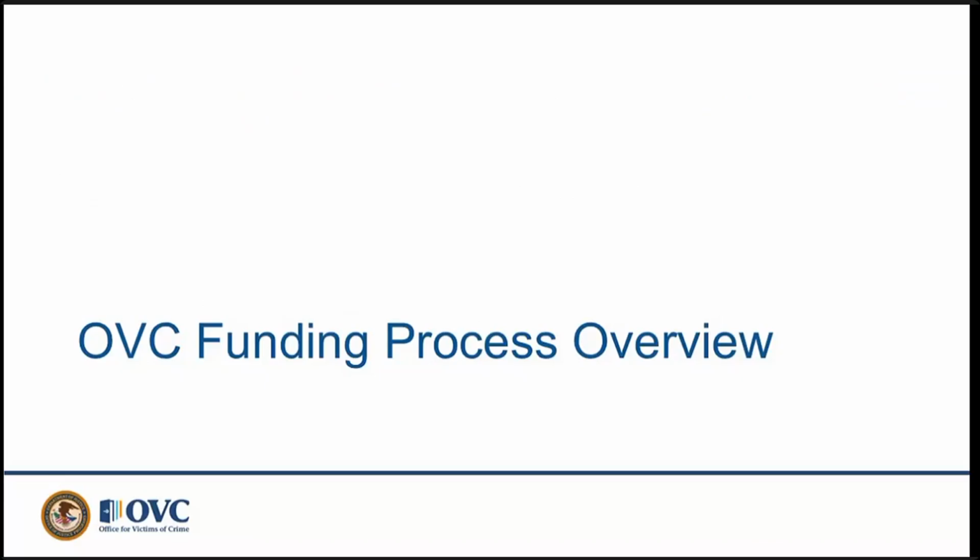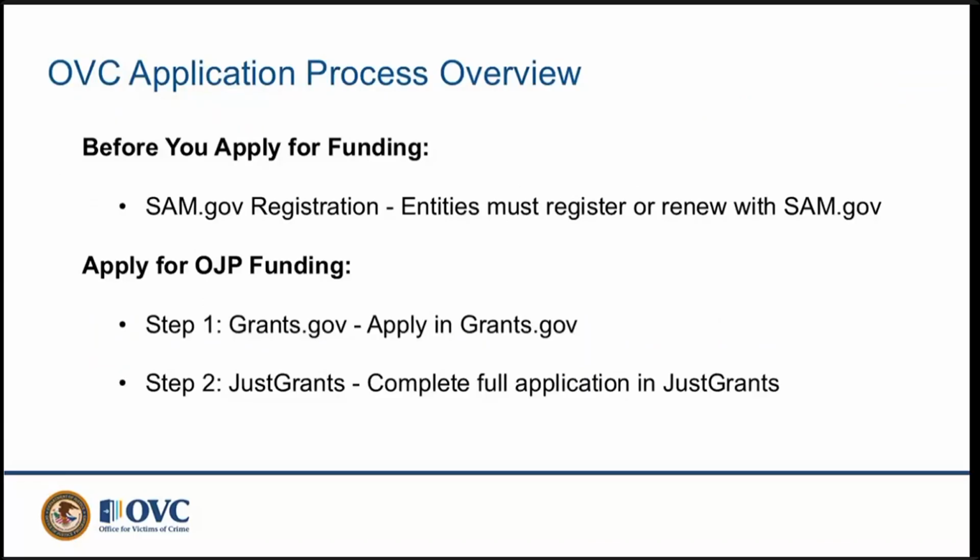So we will now provide a brief overview of the main steps you need to take to apply for OVC funding. Your application will involve 3 systems in preparation and submission: SAM.gov, Grants.gov, and JustGrants. Before you apply for funding, you must have an active registration in SAM.gov. After SAM.gov registration, there are 2 steps to submit your application. Step 1 takes place in Grants.gov, where you will initiate the application. And once you submit the first part of your application in Grants.gov, you will move to Step 2. Step 2 takes place in JustGrants, where you will submit your full application.